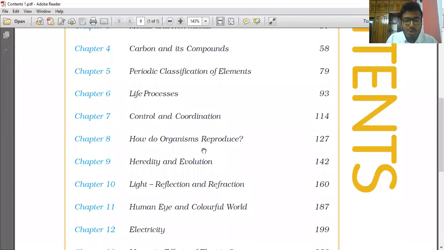Then the next one is how do organisms reproduce. Now reproduce means you're getting a new offspring. Whenever a male gamete and a female gamete fuse together, it forms a zygote, a new being. From a father and a mother, you get a child, a daughter or a son. This daughter and son is known as the offspring. How in unisexual, bisexual organisms and plants the new offspring is produced, all those things we'll be discussing in how do organisms reproduce.